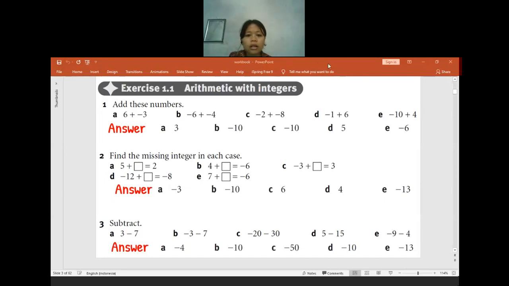Is there anything confusing from question 1 until question 3? I know you already did it as homework. For today, I will just show you the answer and discuss it with you. If anything is confusing, please let me know. Is there anything confusing? No? Okay, if nothing is confusing, I will move to questions 4 and 5.